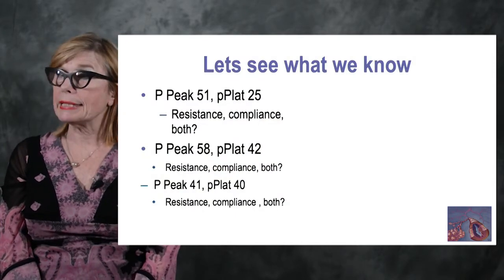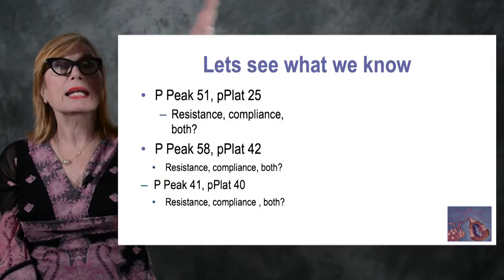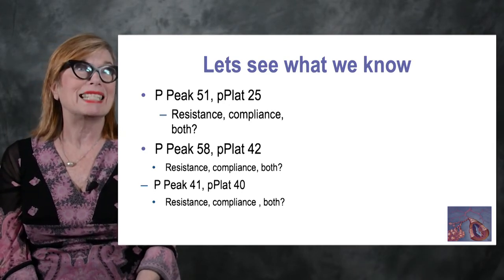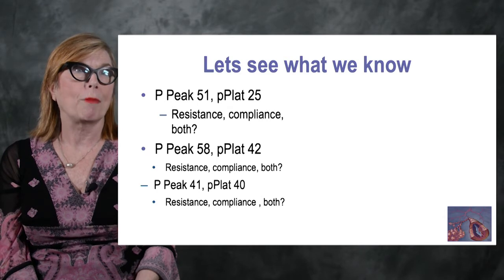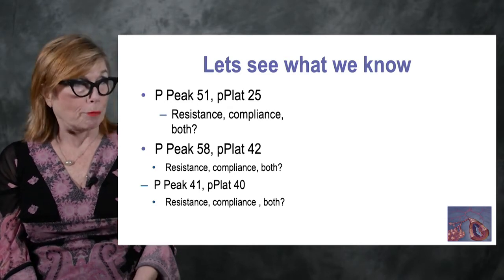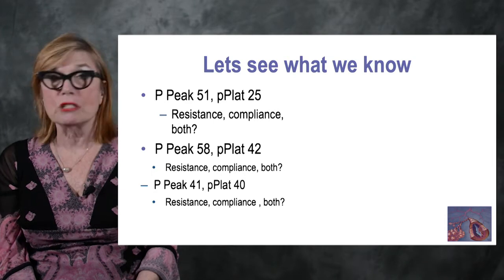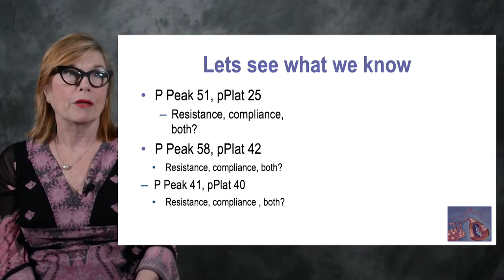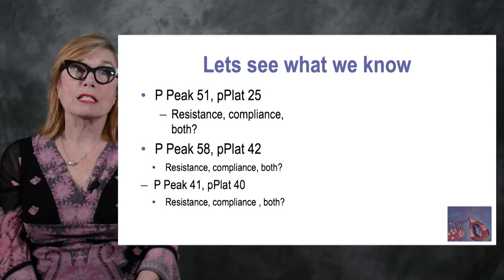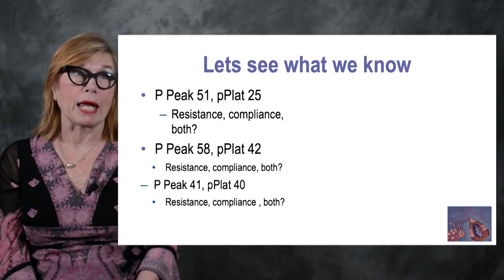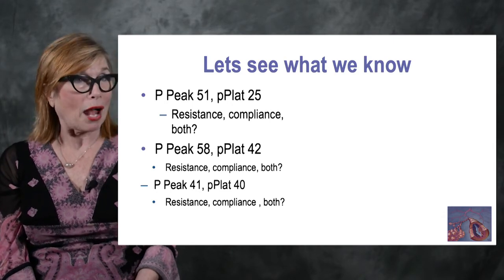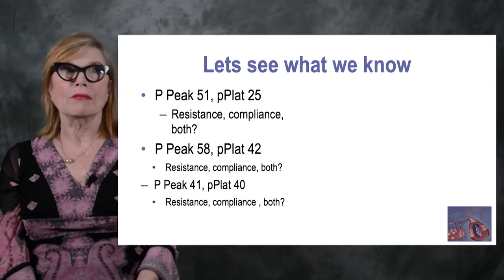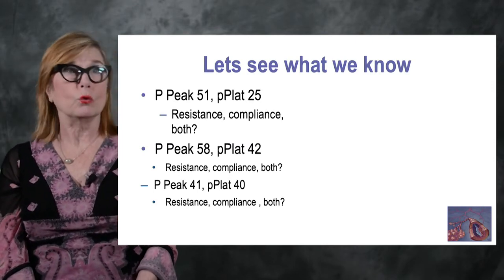Okay, so let's see what we know. Your P peak is 51 and your P plateau is 25. Is your problem resistance, compliance, or both? Second, your P peak is 58, your P plateau is 42. Resistance, compliance, or both. Third, your P peak is 41, your P plateau is 40. Resistance, compliance, or both.